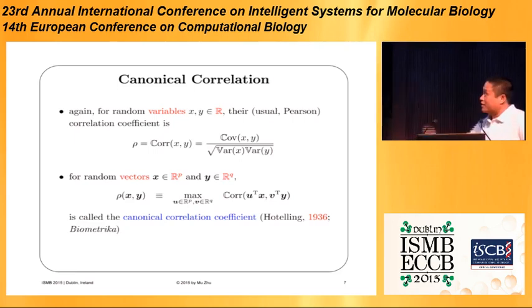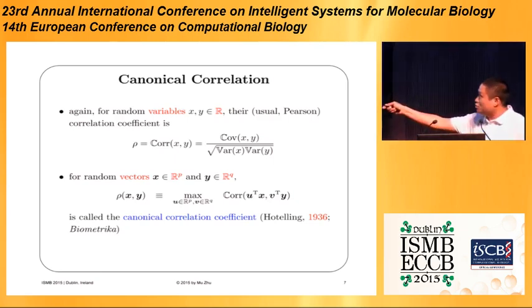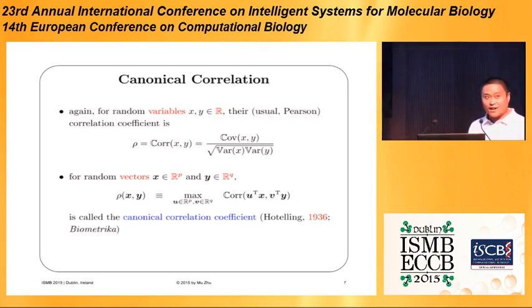This is called the canonical correlation coefficient. So this is what all the ugly math is saying. I choose the u on the one side, that's the combination. I choose the v on the other side, such that afterwards I have maximized.